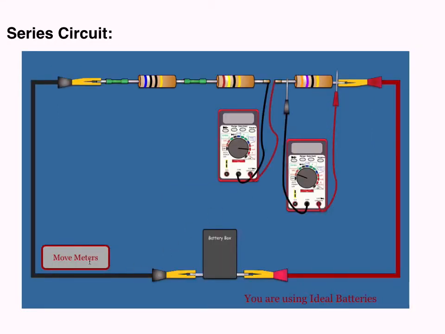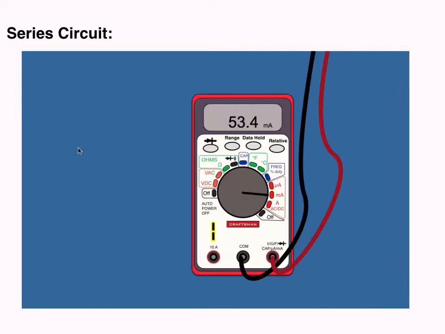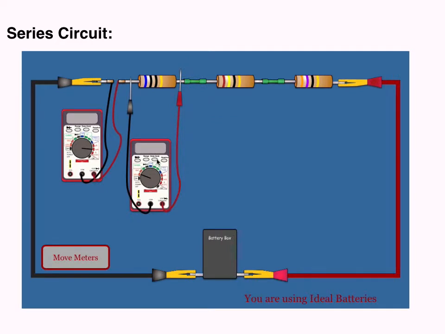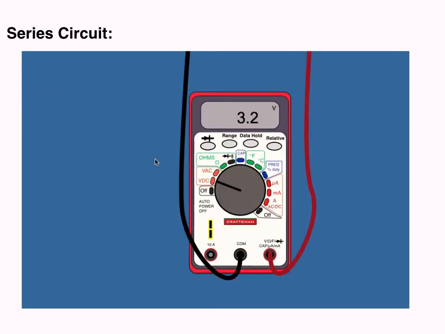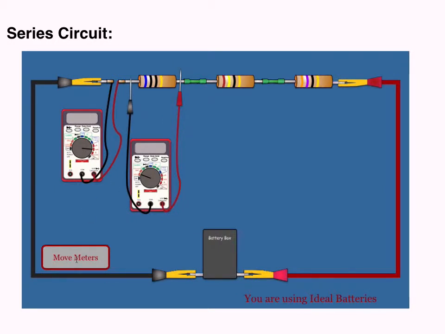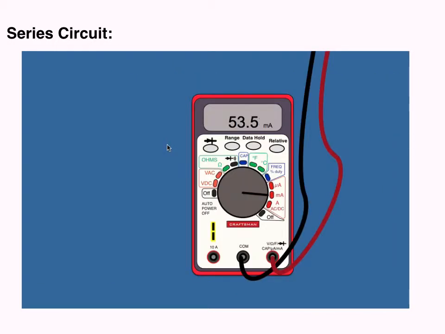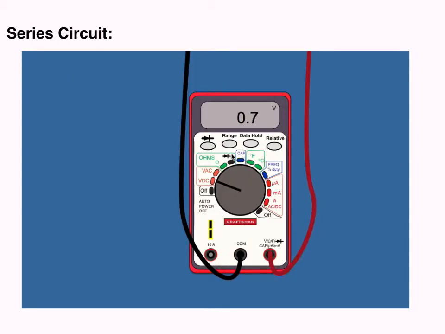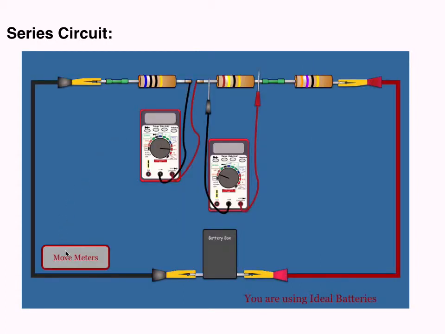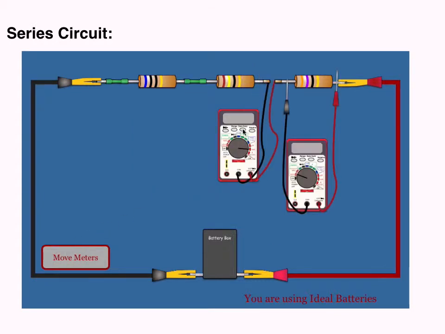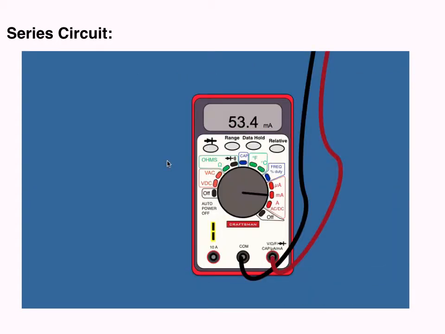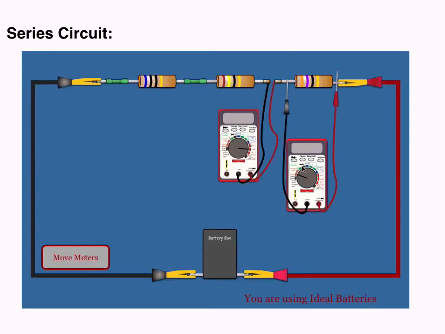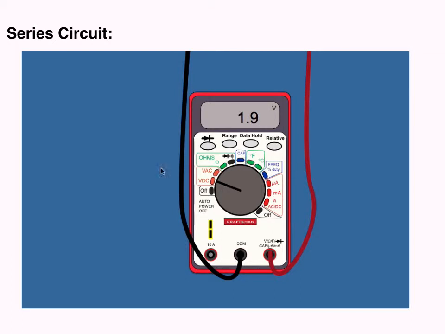4 batteries. Current going into resistor 1 of 53 milliamps. Voltage on resistor 1 of 3.2 volts. Current going into the second resistor, 53.4 milliamps. A voltage of 0.8 volts. Current going into the third resistor, 53.5 milliamps. And a voltage of around 2.